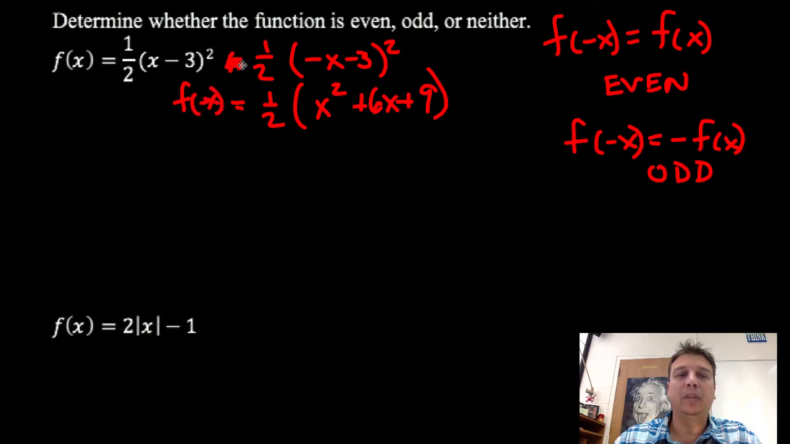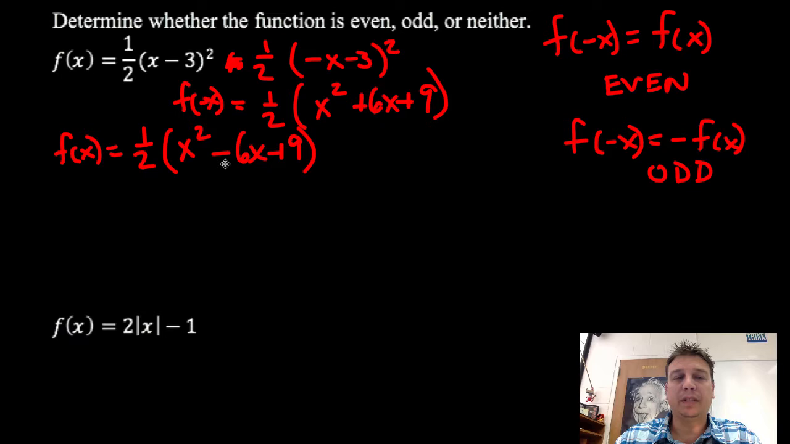So this doesn't equal it. Let's figure out what plain old f of x is in its original form. So 1/2. I square the first term. I multiply these two and double it. And then I square the last term.